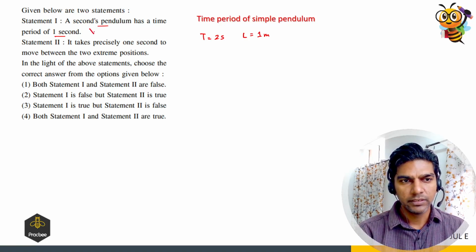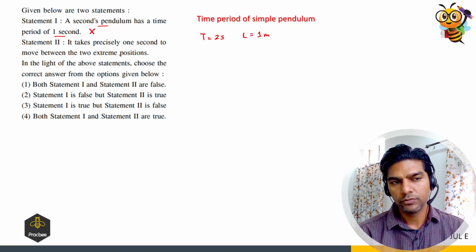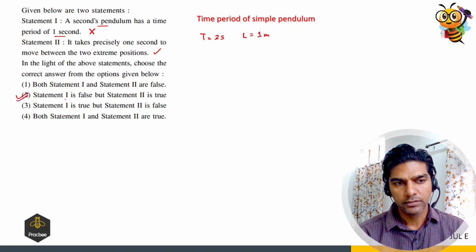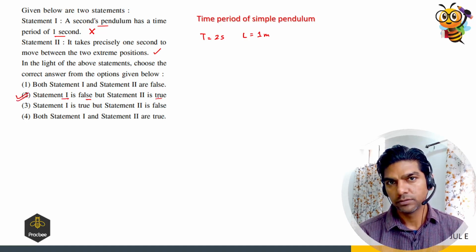So statement 1 is incorrect. It has a time period of 2 seconds. It takes precisely 1 second to move between the two extreme positions. That is correct because the overall time period is 2 seconds. So in the light of the above, option 2 is the right answer. Statement 1 is false, statement 2 is correct.